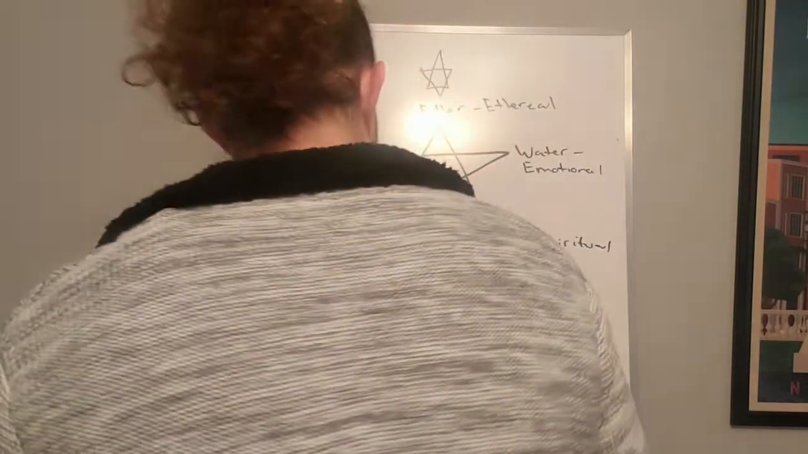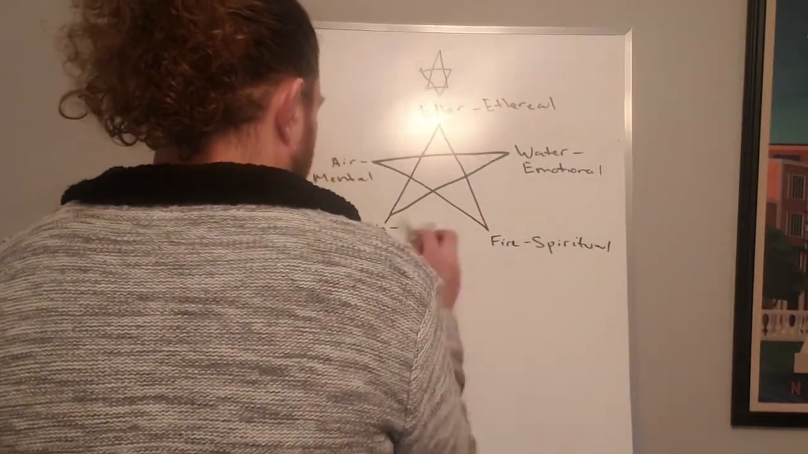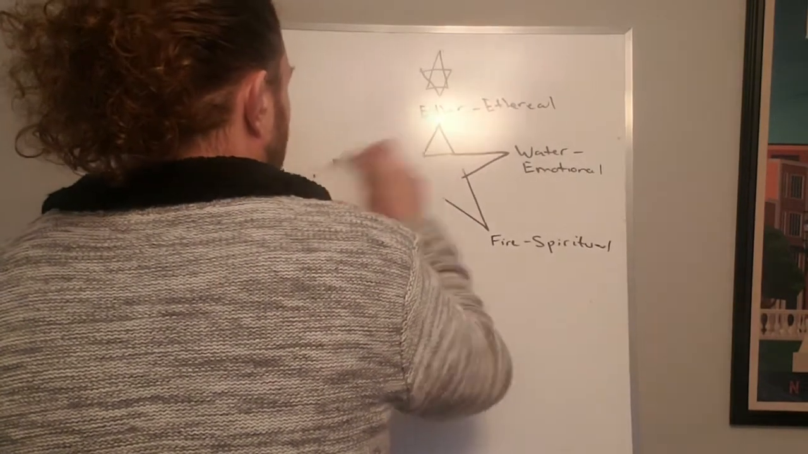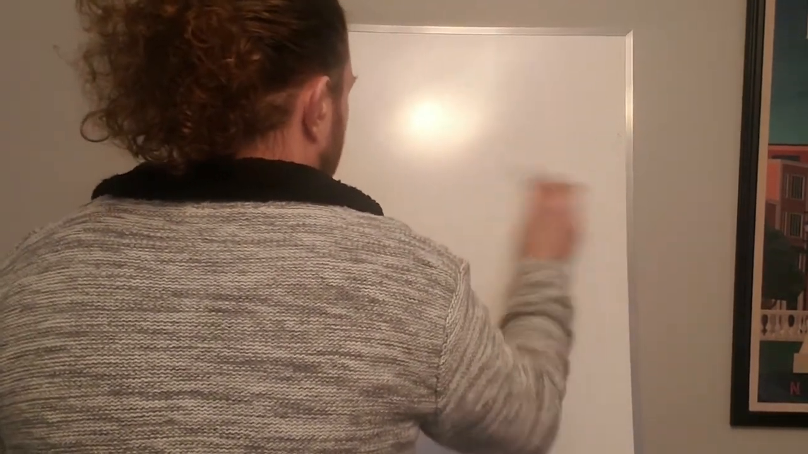So now we're going to get into the deeper ideas. We're going to start talking about the path itself. How can we actually get to this place? How can we actually get to ascension? That's what we're going to talk about now. So we're going to be talking about the path.